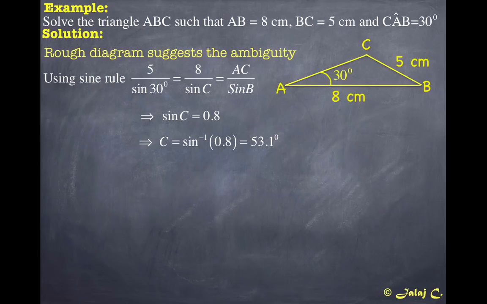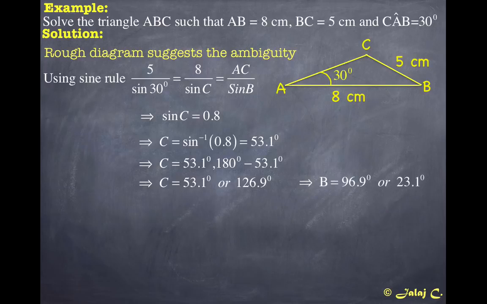Now since we have ambiguity, C should have two values. When one value is 53.1 degrees, how do we calculate the other value? The other value will be 180 minus 53.1 degrees, that is 126.9 degrees. By using these two values and the angle sum, we get two values of angle B, which are 96.9 degrees and 23.1 degrees.